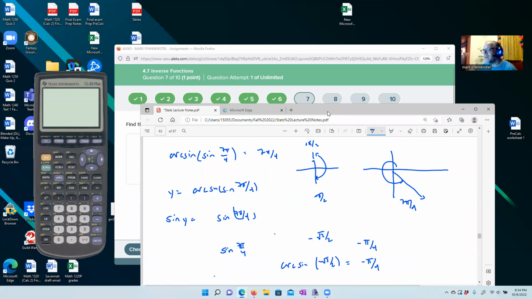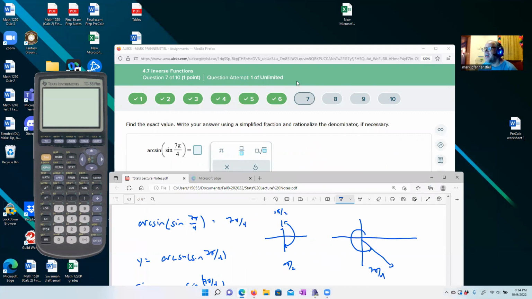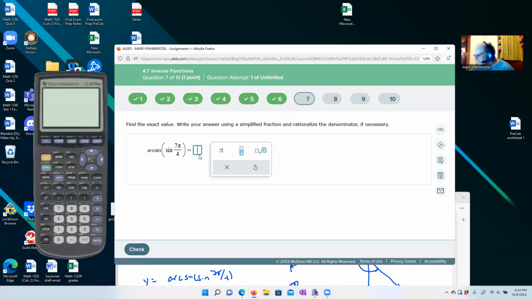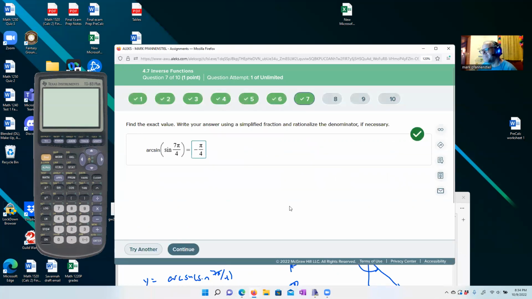Don't say, oh, it's 7 pi over 4. No, you do this one piece at a time. The sine of 7 pi over 4 is negative root 2 over 2. The inverse sine of negative root 2 over 2 is going to be negative pi over 4. So that's what we're going to type in, negative pi over 4, and that's going to be our answer. Don't get fooled. Don't let me fool you like that. Pay attention, and be really careful when you see something like this. It's too obvious. You're walking into a trap.